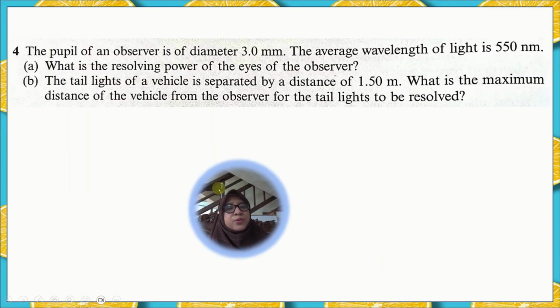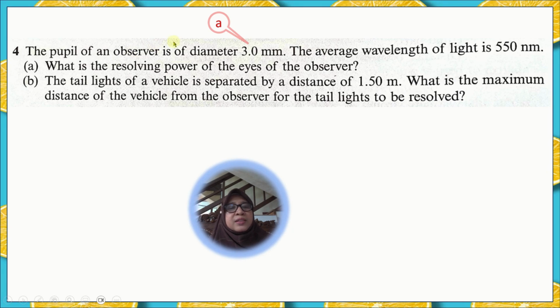Okay, so now we go to question 4. The pupil of an observer is of diameter 3.0 millimeter. The average wavelength of light is 550 nanometer. What is the resolving power of the eyes of the observer? Part B. The tail lights of a vehicle are separated by a distance of 1.50 meter. What is the maximum distance of the vehicle from the observer for the tail lights to be resolved? Okay, so this question is about the resolving power. You are given the diameter of the pupil of an observer.